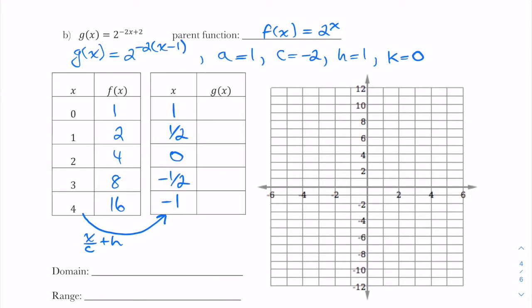In a similar way, you get your new y values by taking the old y values, multiplying by a, and adding k. So take your old y values, multiply by 1, which doesn't change anything, and then you add 0, which also doesn't change anything. So the y values remain the exact same.